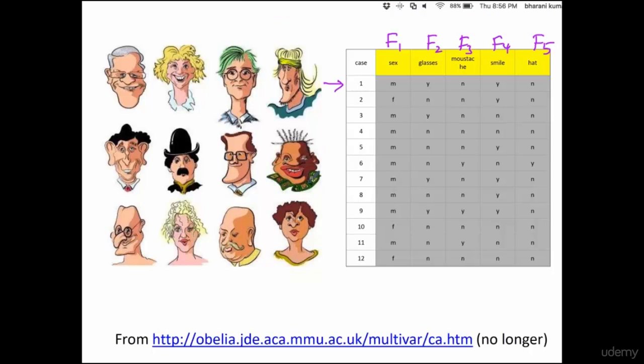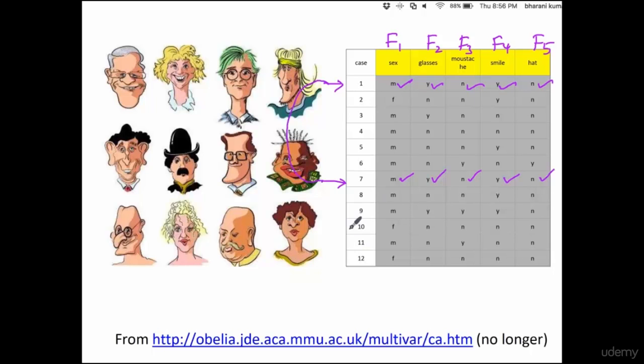If you look at record 1 and 7, both are male, both do not wear glasses, both do not have a mustache, both have a smile on, and both do not have a hat. Given these conditions, you can probably cluster these two together because each and every feature is the same. Of course, in certain scenarios, a few features might not match, still you might want to cluster. But given this example, you want to probably group person 1 and 7 together.